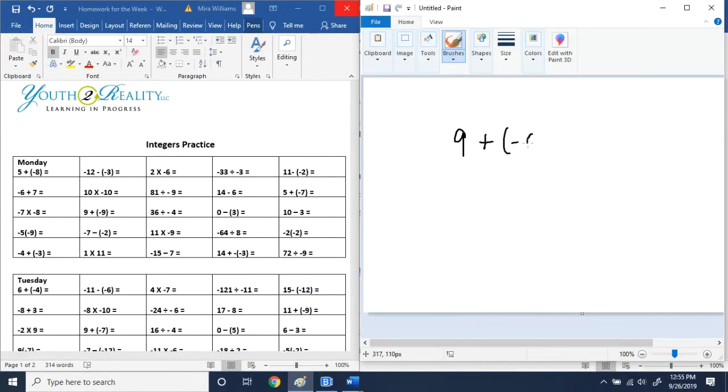9 plus a negative 9. To eliminate the first sign, 9 minus 9 equals 0. Your teacher may also have shown you how to put it on a number line as well.